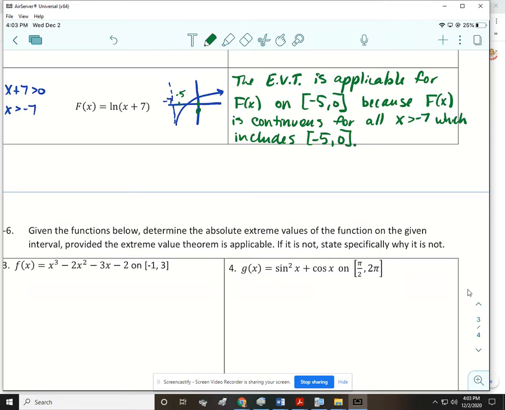Now, if our interval had been from negative 8 to 0, or even negative 7 to 0, we would say no, that it would not be applicable.